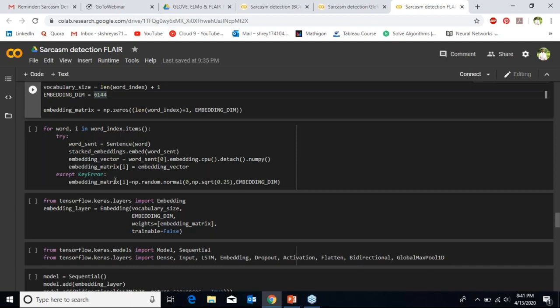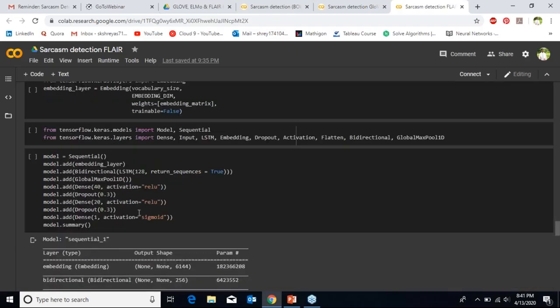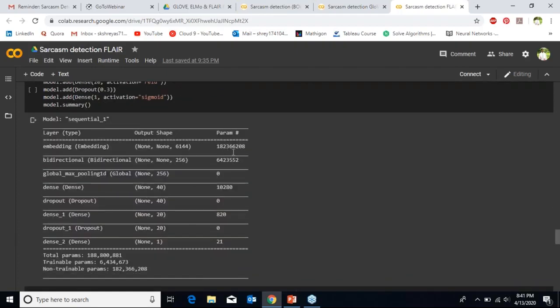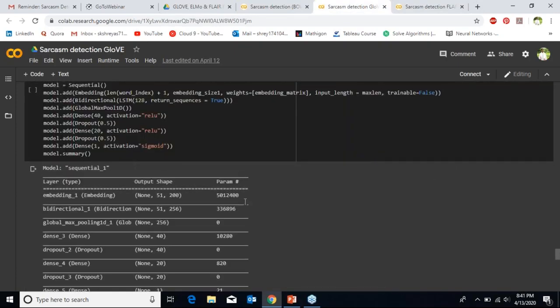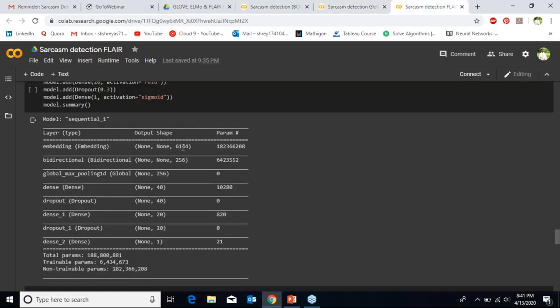So I have constructed the embedding matrix, and I have created an embedding layer of the vocabulary size and embedding dimensions, with the embedding matrix as the weights. A similar architecture I have used as I used for GloVe. Here you can see the number of parameters, because in GloVe it was only 200 dimensions. But here, because of 6144 embeddings, you can see it is a very large number of parameters.